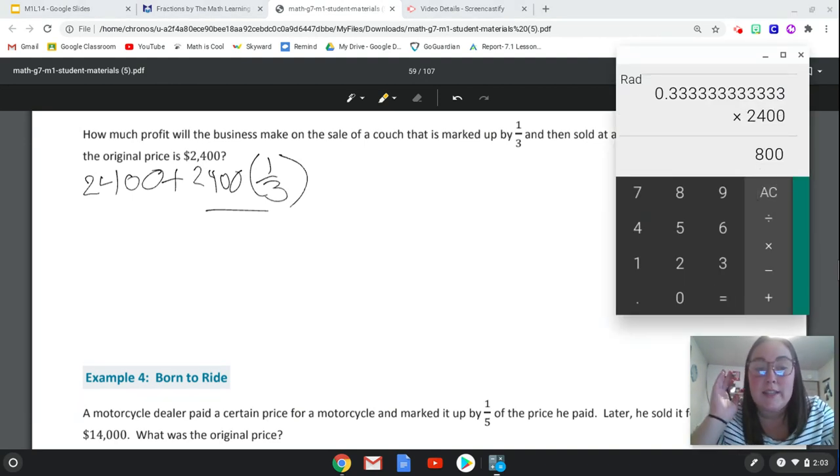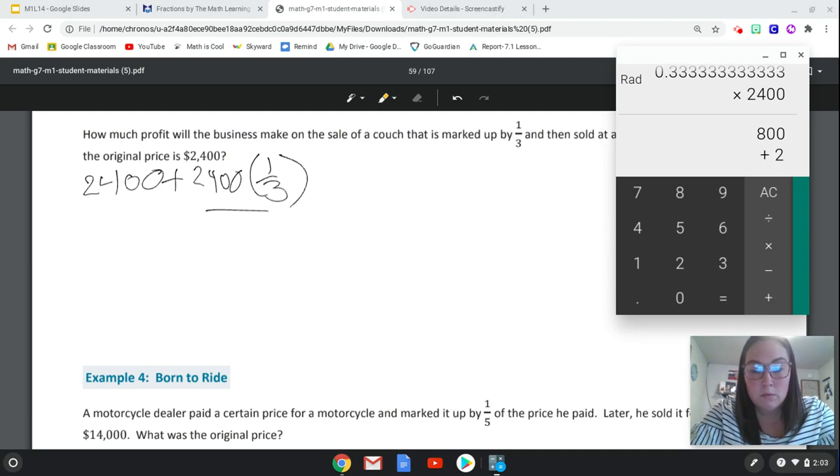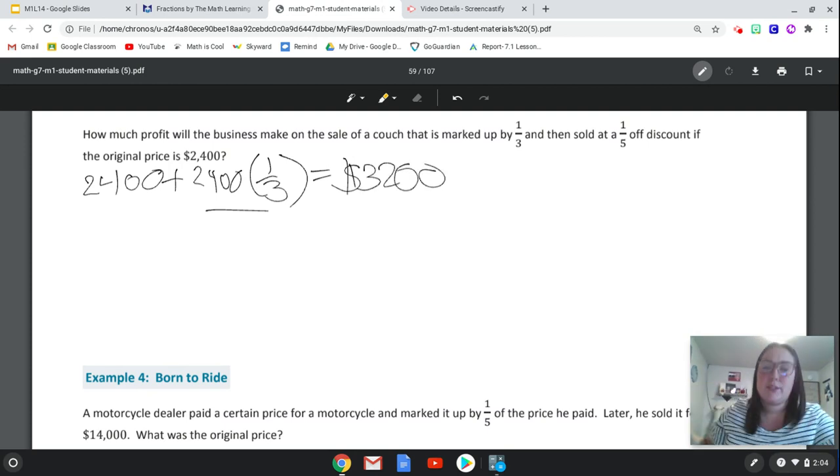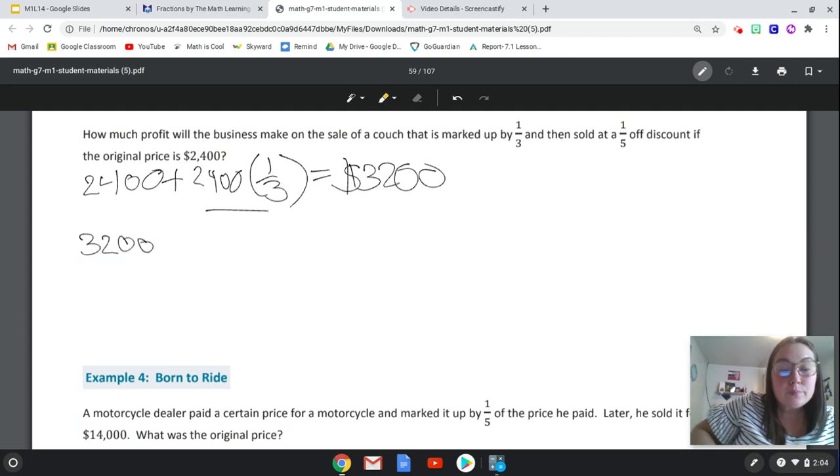What did I have to do? I had to add that to my original price. So plus 2,400. All right, so my markup price is $3,200. Now I have to mark down. I have to discount that marked up price. So instead of using that 2,400, I have to use my 3,200. And this is when we're going to do that original step that we did.